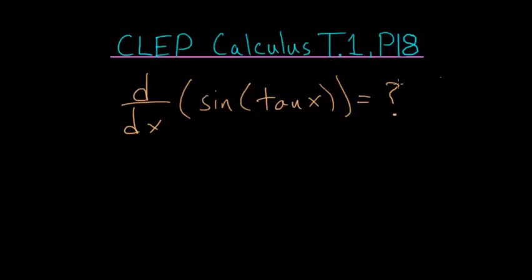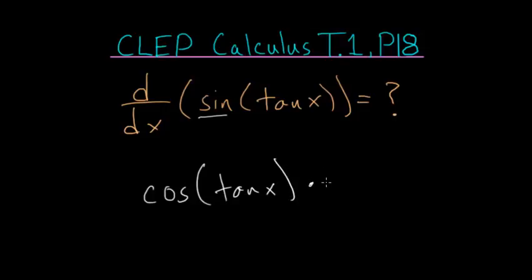In this problem, we have to take the derivative with respect to x of the sine of the tangent of x. And since we have a function within a function, we'll just have to use the chain rule. So the derivative of this expression here would just be the derivative of the outside, or this sine function. So that would be the cosine, and the inner function stays inside.